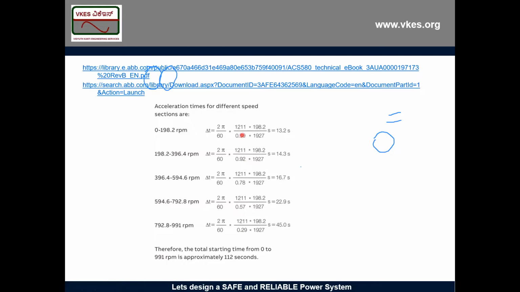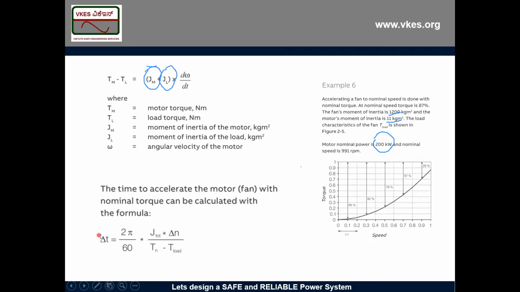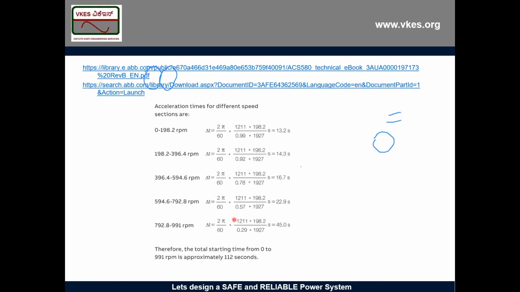But if you don't want to do it like this, there is one more method. That method is, instead, you integrate this equation. If you know Fortran or Python or MATLAB or any software, you can integrate this equation in the software, and you can exactly determine the time. Okay, instead of this method also. So how did you get those 0.99, 0.92? Those are assumed values, right?